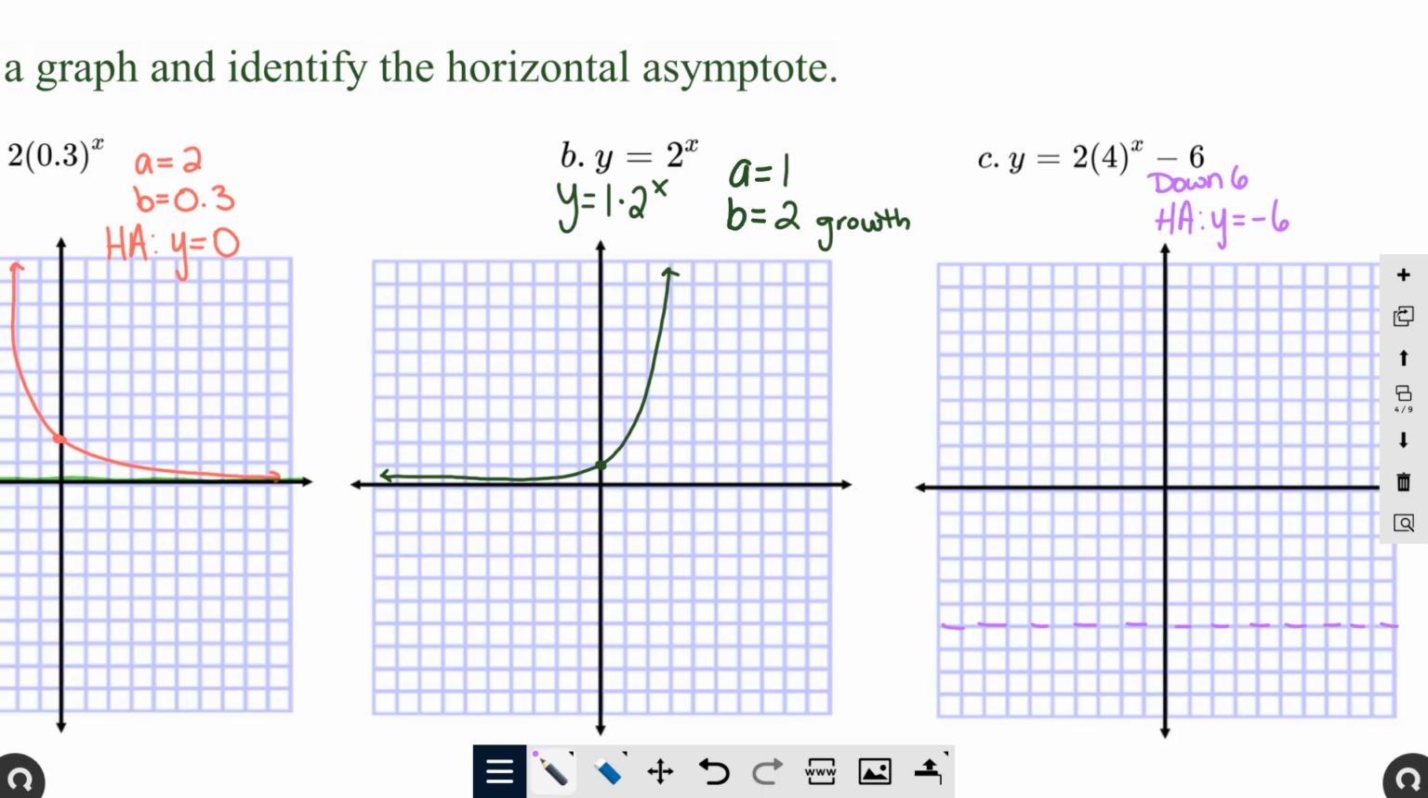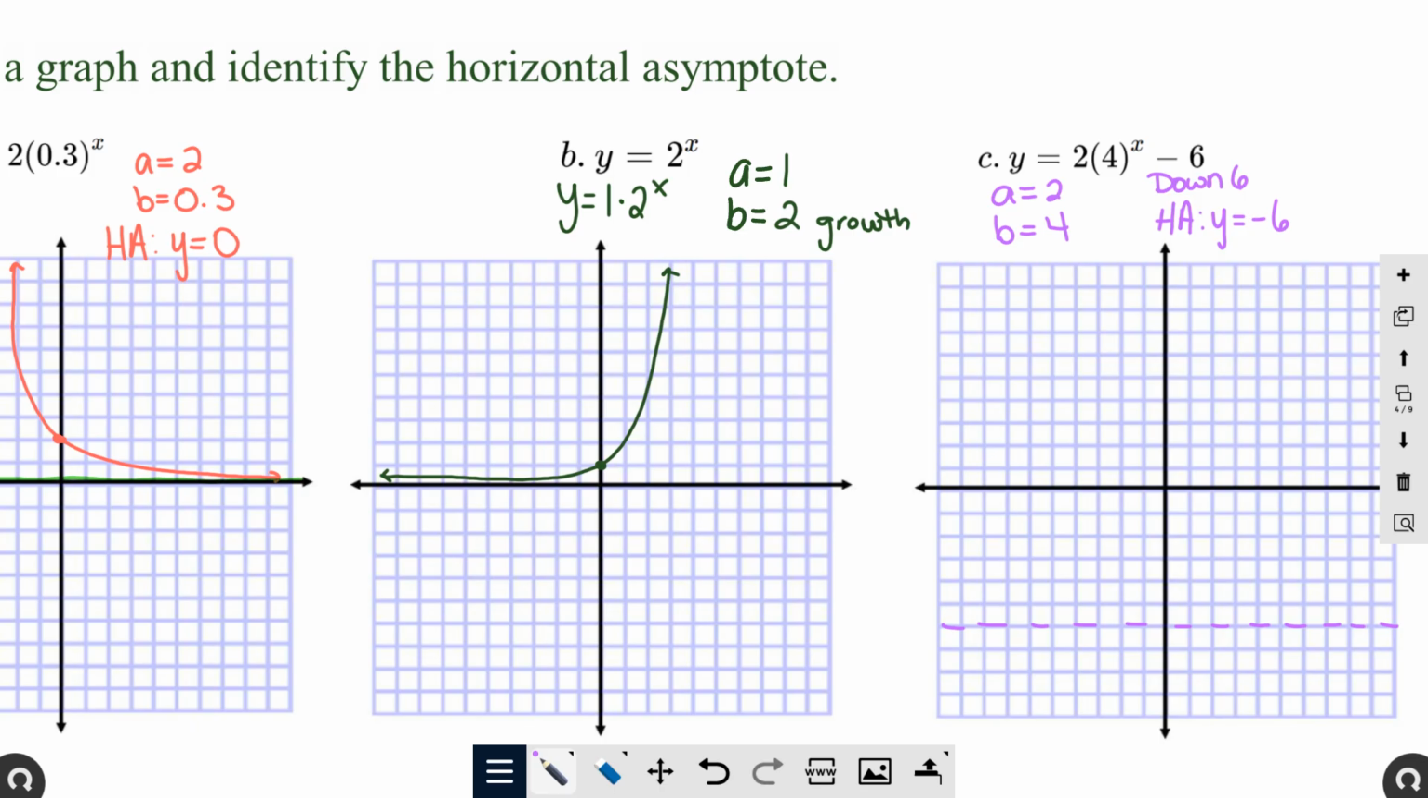So these problems didn't have anything added or subtracted at the end, so our horizontal asymptote was just y equals 0. It was just that x-axis. But if you have something added or subtracted, it's going to move that whole graph. It's going to shift it. Okay, so what is A in this problem? 2, and B is 4.